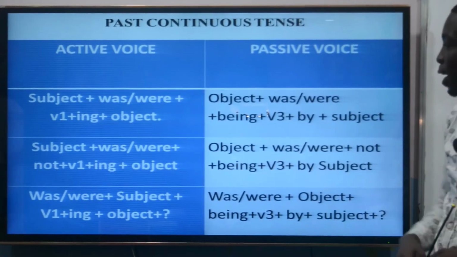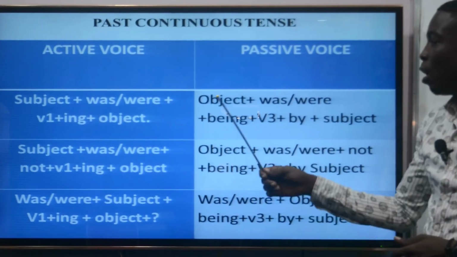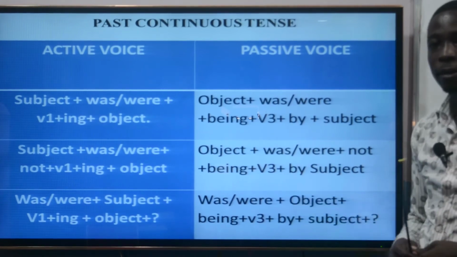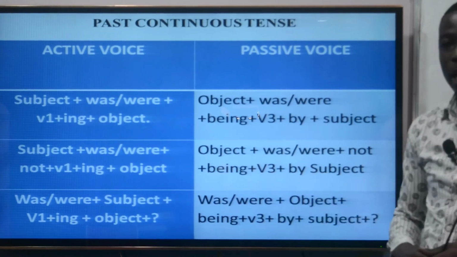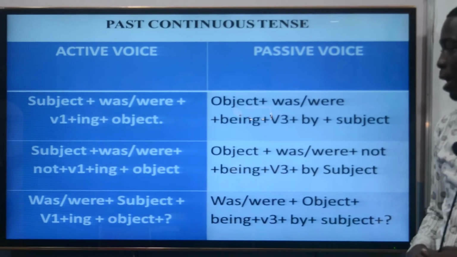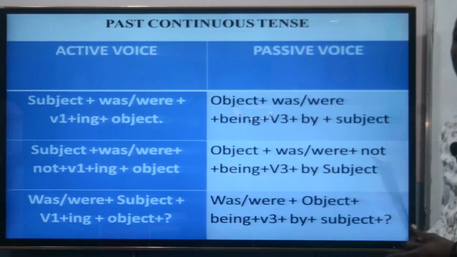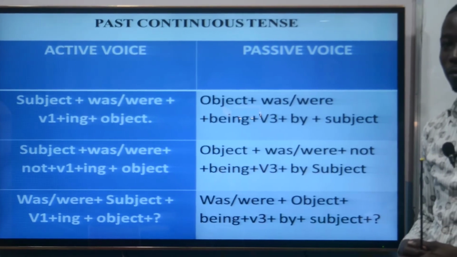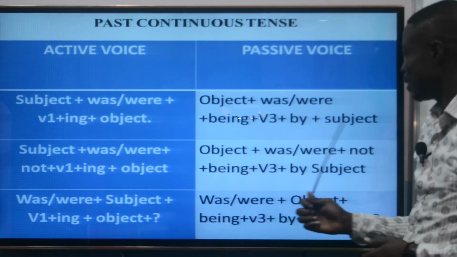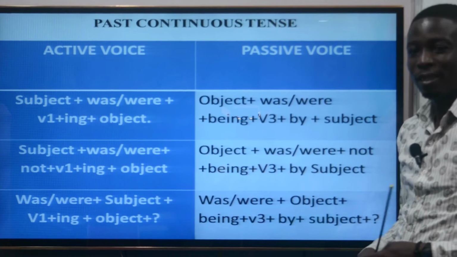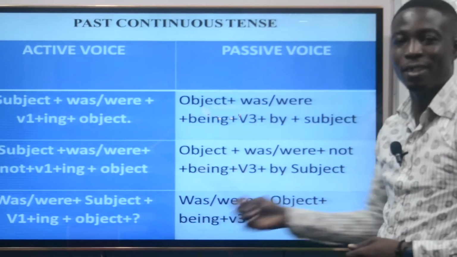To the passive voice, we have object plus was or were plus being plus V3 plus by plus subject. That is for the positive statement.